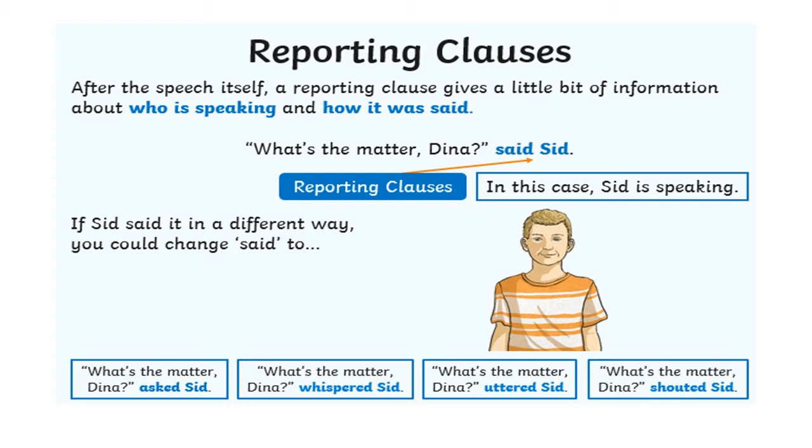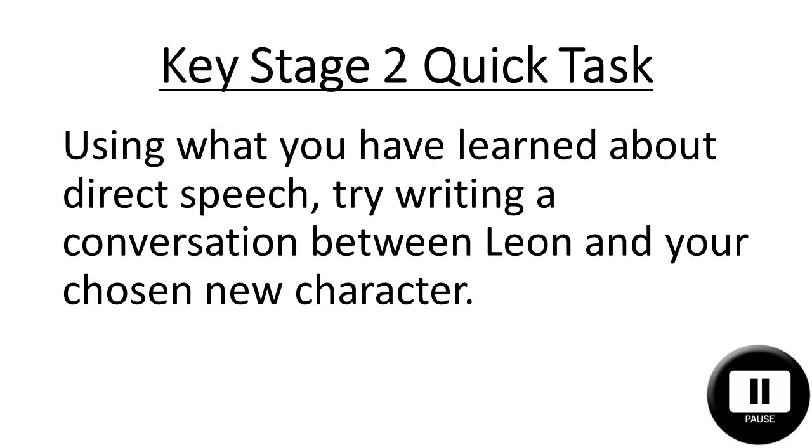If Sid said it in a different way, you could change the word said to asked Sid, whispered Sid, uttered Sid, or shouted Sid. This gives the reader a little bit more information about how the conversation is going. Time for a quick task, Key Stage 2. Using what you have learnt about direct speech, try writing a conversation between Leon and your chosen new character.